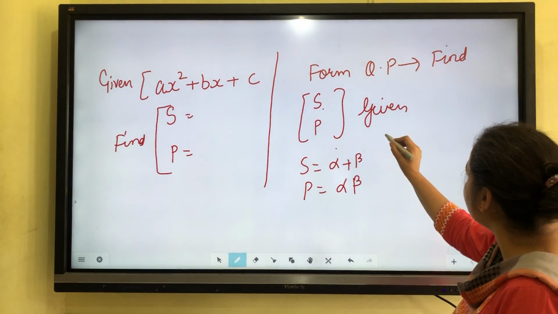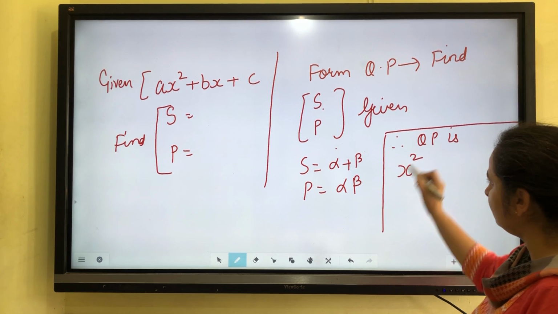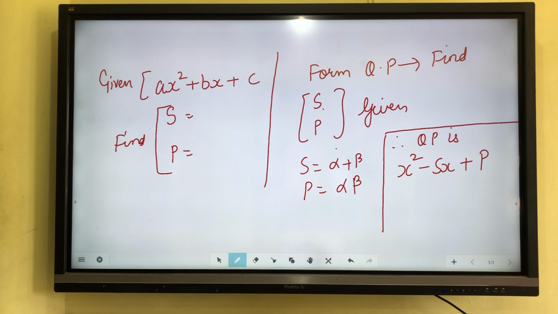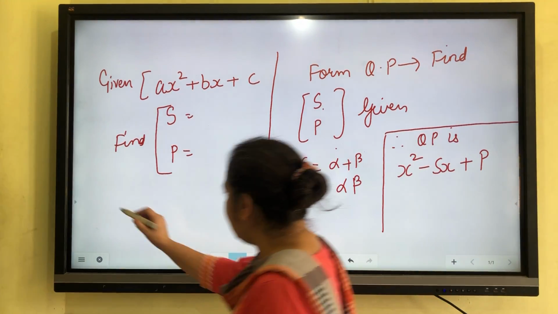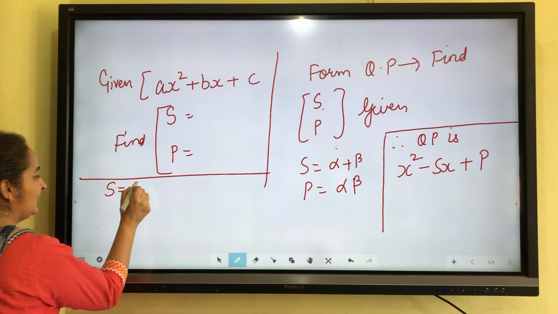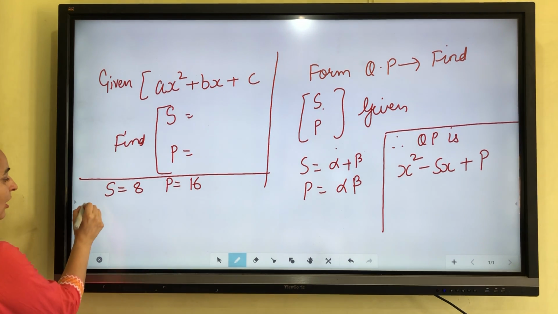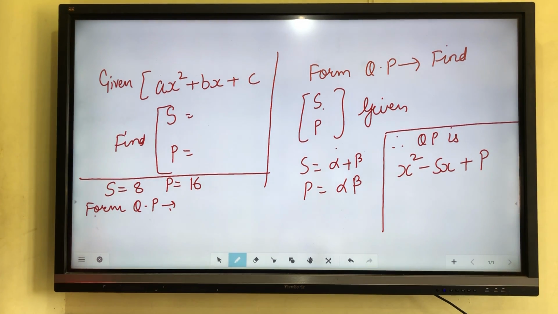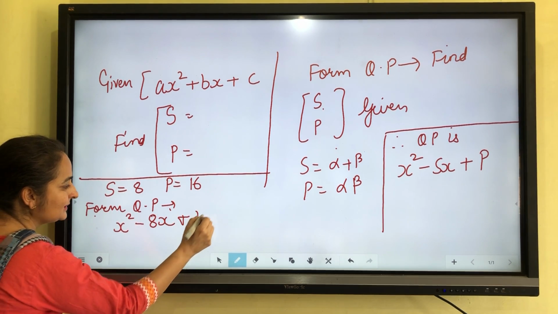The method for the quadratic polynomial is, therefore, x square minus sum x plus product. This is the formula for forming the quadratic polynomial. If the question already gives that the sum is 8 and the product is 16, form the quadratic polynomial. Then how will you form it? That is x square minus sum x plus product.